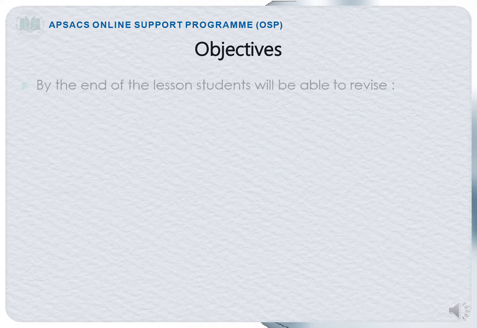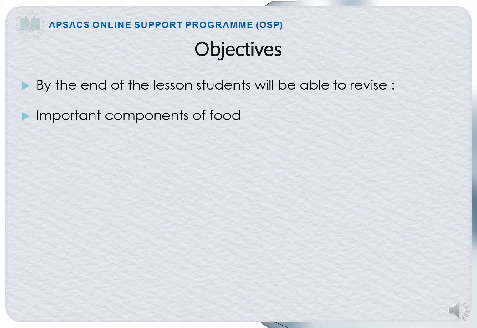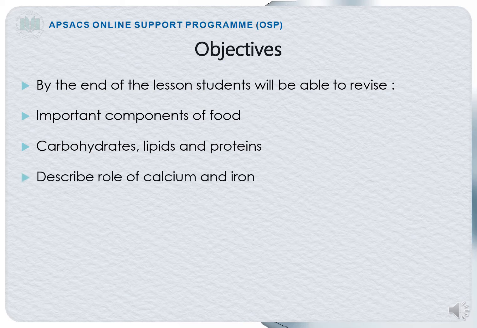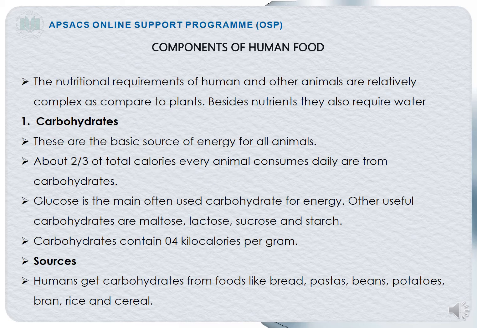Objectives. By the end of the lesson, students will be able to revise important components of food, that are carbohydrates, lipids and proteins. Describe the role of calcium and iron. Components of human food.